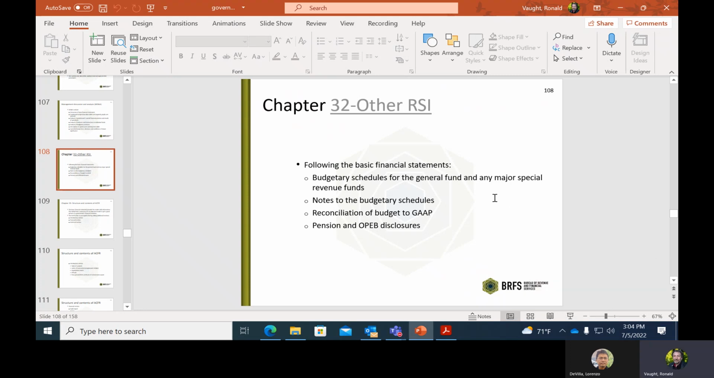And that's where you put debt service or capital project funds in there. We've never had a debt service fund or a capital project fund be major, but I've seen it happen, like school districts and things. It does happen. And then you have notes to the budgetary schedules, and reconciliations of budget to GAAP. And then any pension and OPEB disclosures.